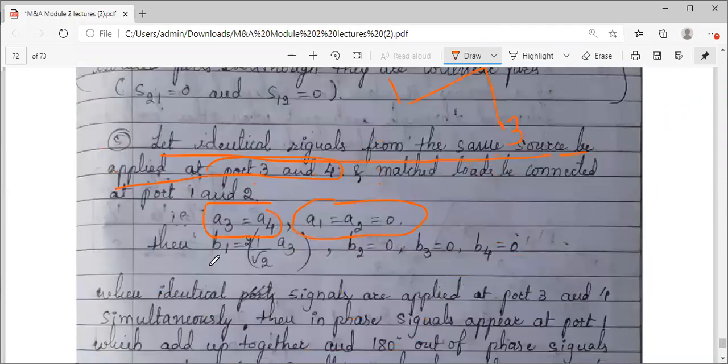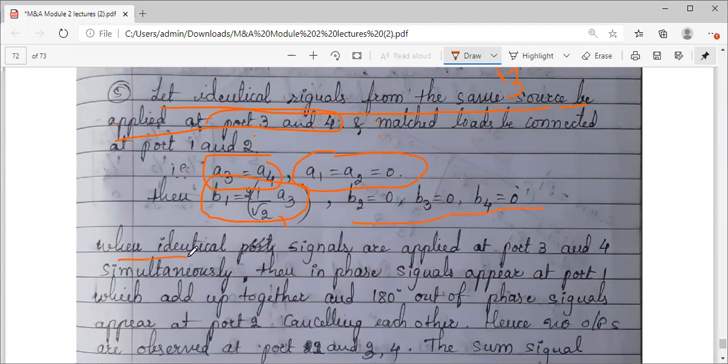So how will your equations be? Only B1 will exist, the remaining 3 will become 0. So only one value will be there. So what do you mean by this? When identical signals are applied at port 3 and 4, I'm applying here at port 3 and 4 simultaneously.